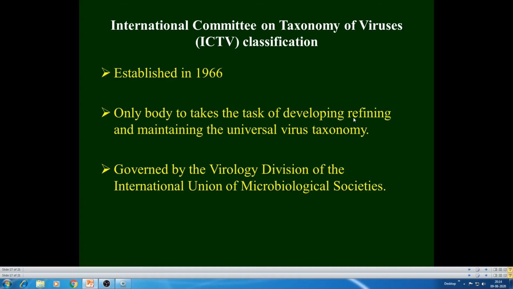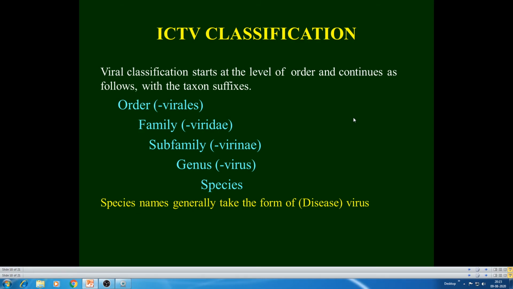Another classification was proposed by the International Committee on Taxonomy of Viruses, that is the ICTV classification, established in 1966. That body takes the task of developing, refining, and maintaining the universal virus taxonomy, that is classification and nomenclature, also governed by the Virology Division of the International Union of Microbiological Societies. See, in this ICTV classification, the viral classification starts at the level of order and continues as follows.